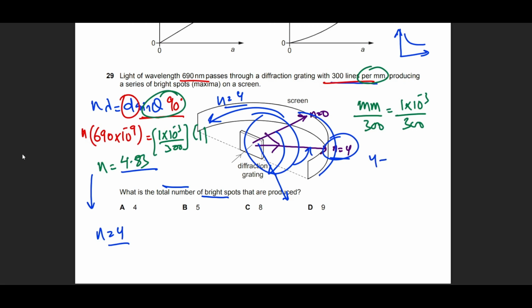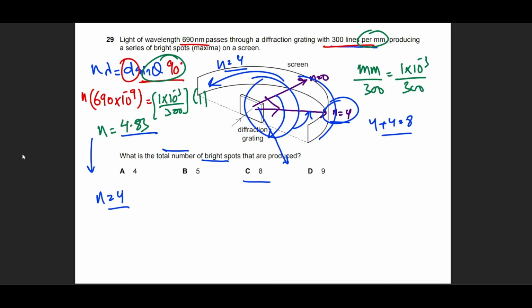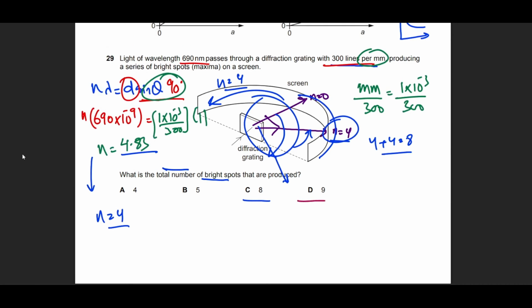So 4 plus 4 is 8 bright spots. Now notice how he confuses you. He's mentioned 8, but is that the right answer? No, the right answer is 9. Why? Because you forgot to count the bright spot at the center. So this will be 4 plus 4 plus 1. So 9 bright spots are being observed. Option D is the correct answer.